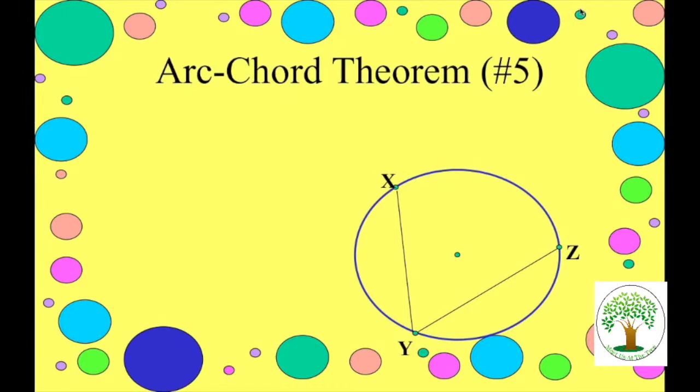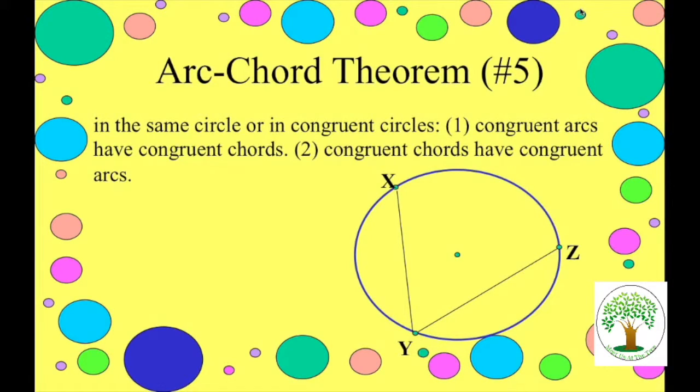All right. You have a theorem. This is number 5, if you'll look at it in your theorems there. Arc-chord theorem. By the way, is this a central angle right here? No. Why? Because its vertex isn't the center. It's not a central angle.